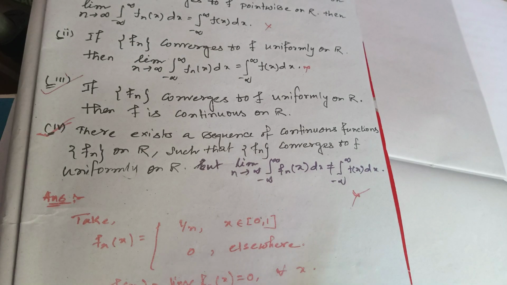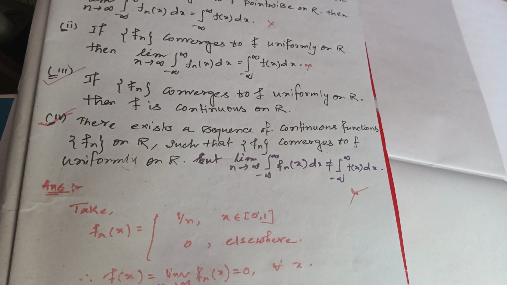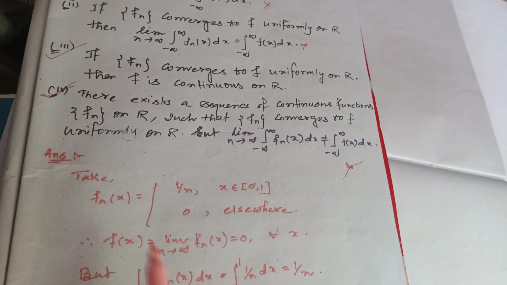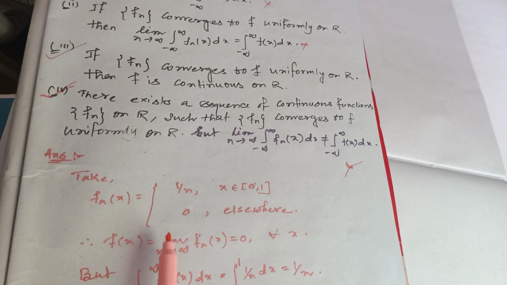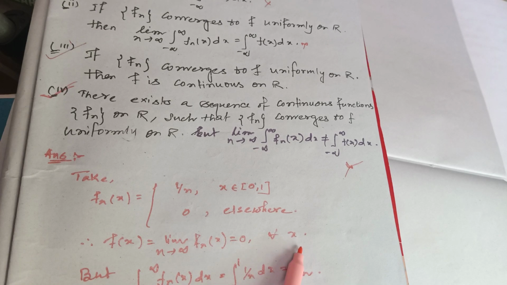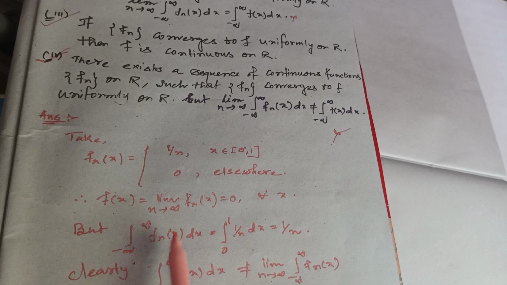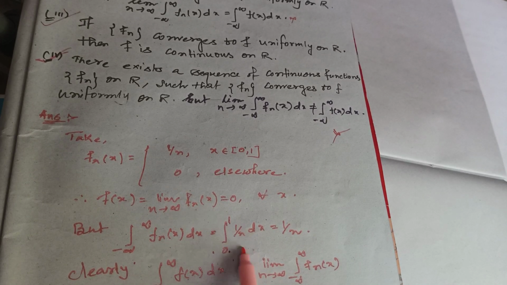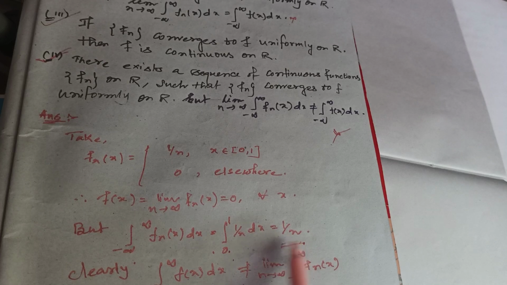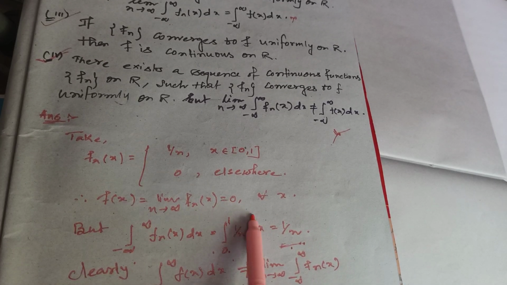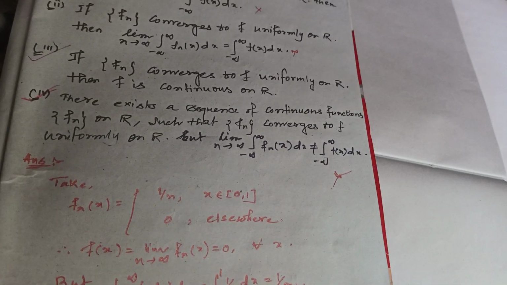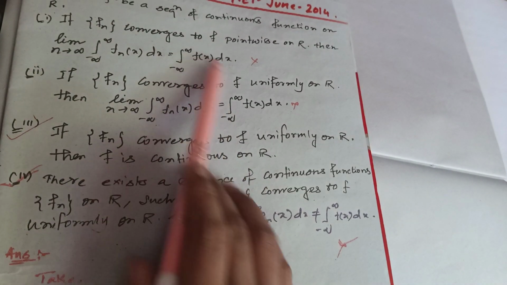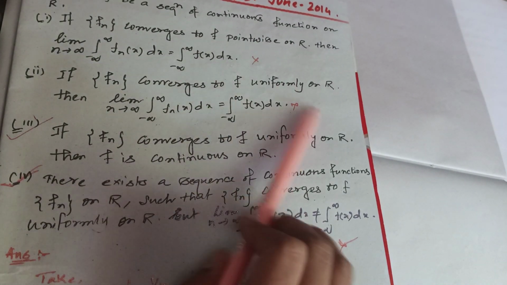Okay, so for this type of question, consider a function Fn x equals 1 by n when x belongs to the closed interval 0 to 1, and elsewhere 0. So f x equals the limit as n tends to infinity of fn x, and we get 0 for all x. But the integral from minus infinity to infinity of fn x dx is equal to the integral from 0 to 1 of 1 by n dx, that is 1. So this is the value of 1 by n, and the f x value is 0. So clearly it is not correct. So the first option is discarded, and the second option is discarded.